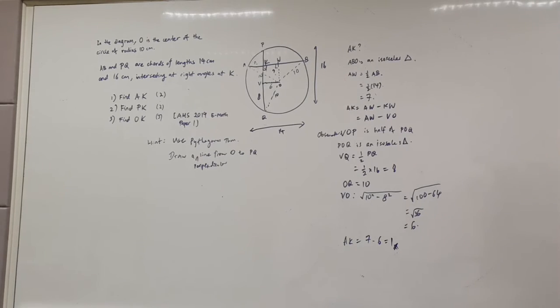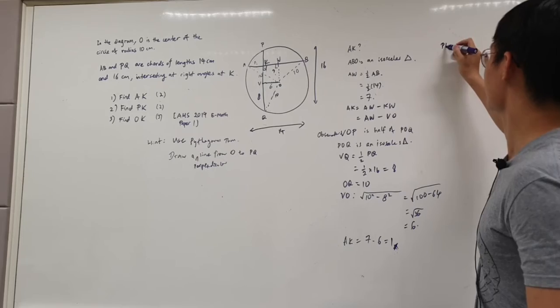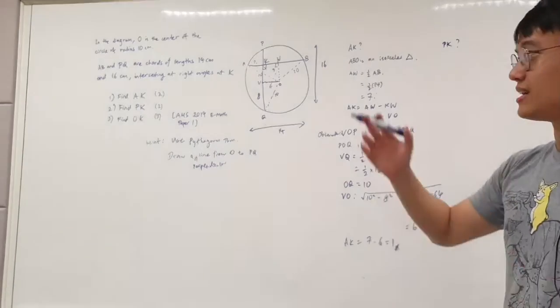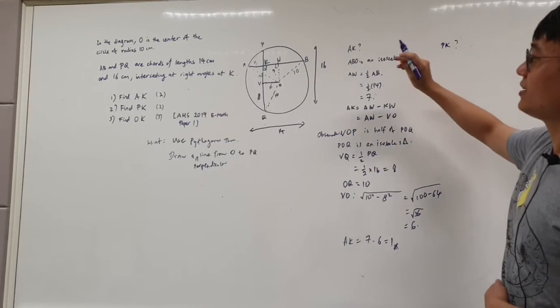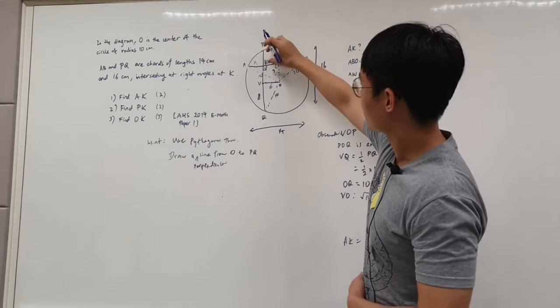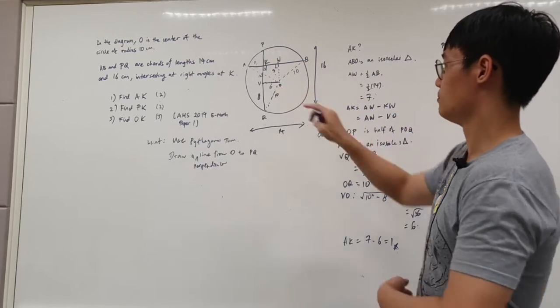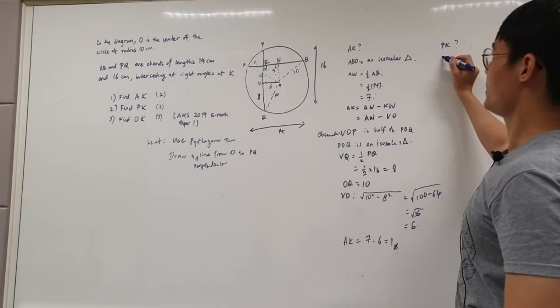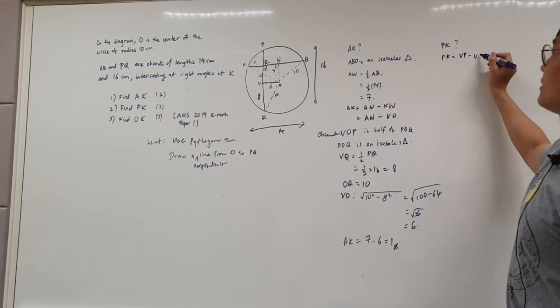Now we have solved part 1. Now let's talk about solving part 2. What is PK? Well, we can apply the same concept because this is symmetrical, right? So PK, how do we get PK? PK is found by looking at VP. So PK is equal to VP minus VK.